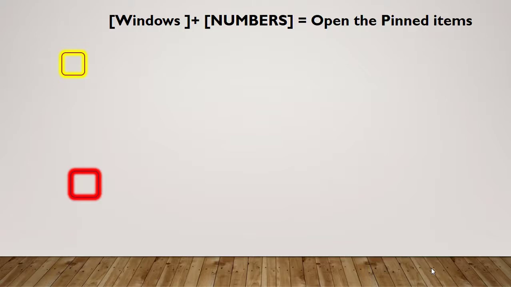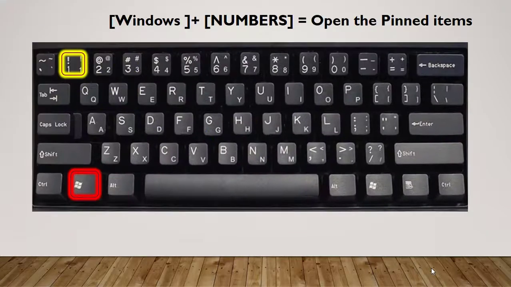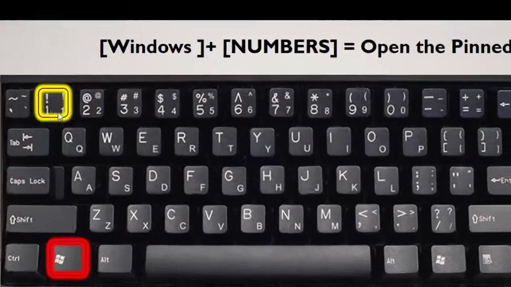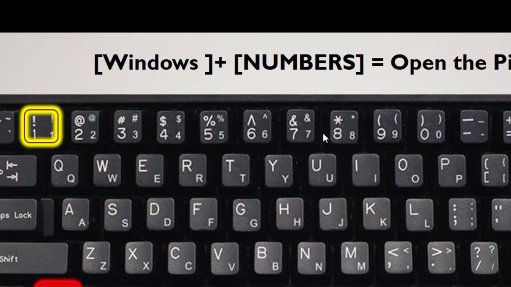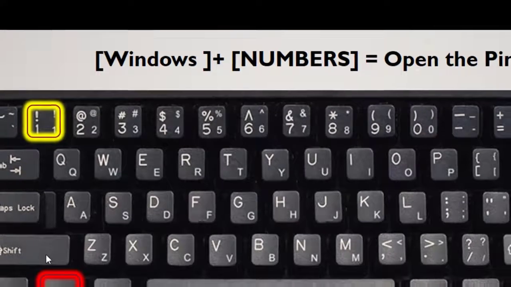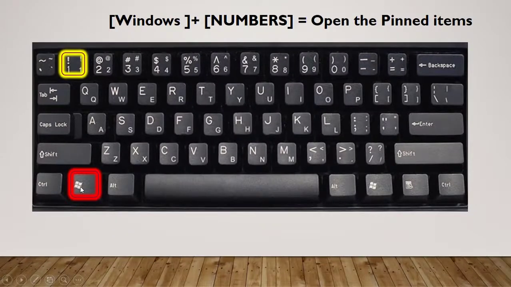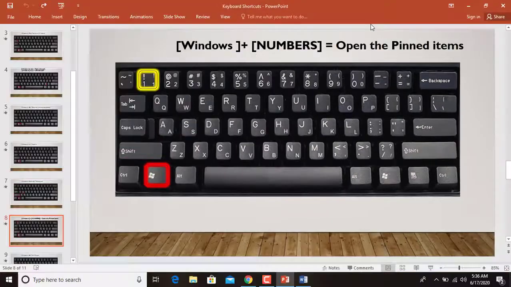The next one is we are going to use the Windows key together with the numbers. For example, on our keyboard we have got 1, 2, 3, 4, 5, 6, 7, 8, 9 and 0. So when you press Windows together with these numbers, what is going to happen? It is going to open the pinned item. So what does it mean?